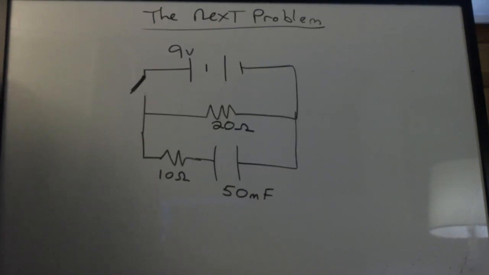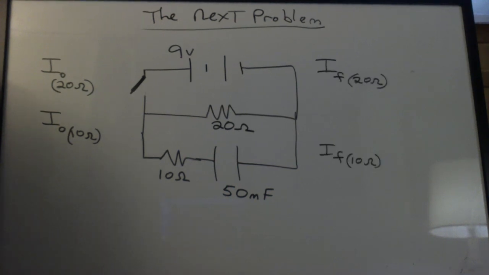Now things start to get a little more challenging. Let's see if we can come up with a problem here. What's the initial current flowing through the 20 ohm resistor? What's the initial current flowing through the 10 ohm resistor? And we can ask what's the final current flowing through each of those resistors? And what's the charge stored on this capacitor after a long time? Well, this will keep you busy until next time.